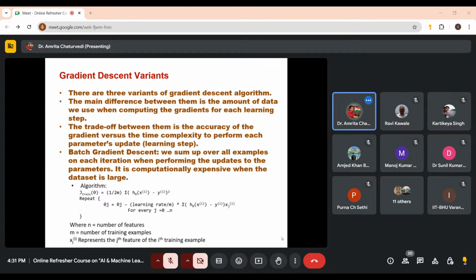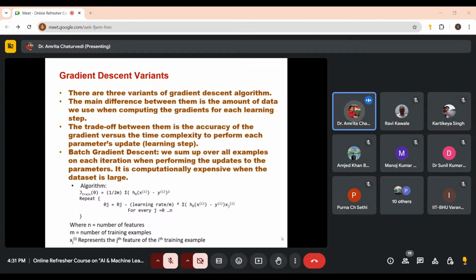It is a little bit slower than mini batch gradient descent, which is further slower than stochastic gradient descent, because of the lot of computation involved in the case of batch gradient descent. So in batch gradient descent, we have to sum up over all the examples on each iteration when performing the updates to the parameters.